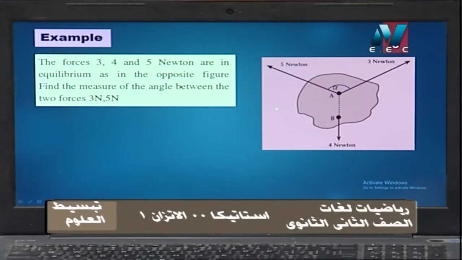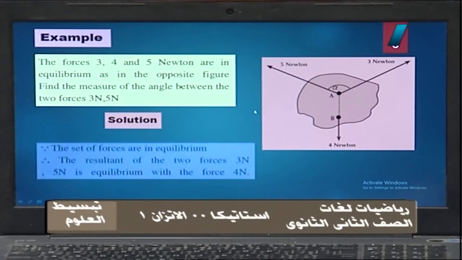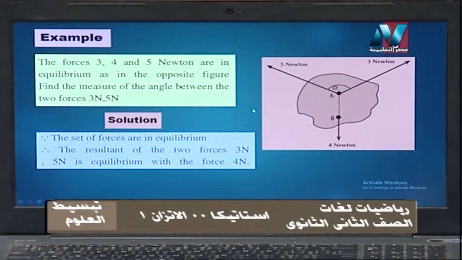So, remember with me the first rule, with which we can find the resultant. The set of forces is in equilibrium. So the resultant of the two forces, 3 Newton and 5 Newton, is in equilibrium with the force 4 N. So 4 N here is considered as the resultant of them, and it acts in the opposite direction of this straight line, the action line.